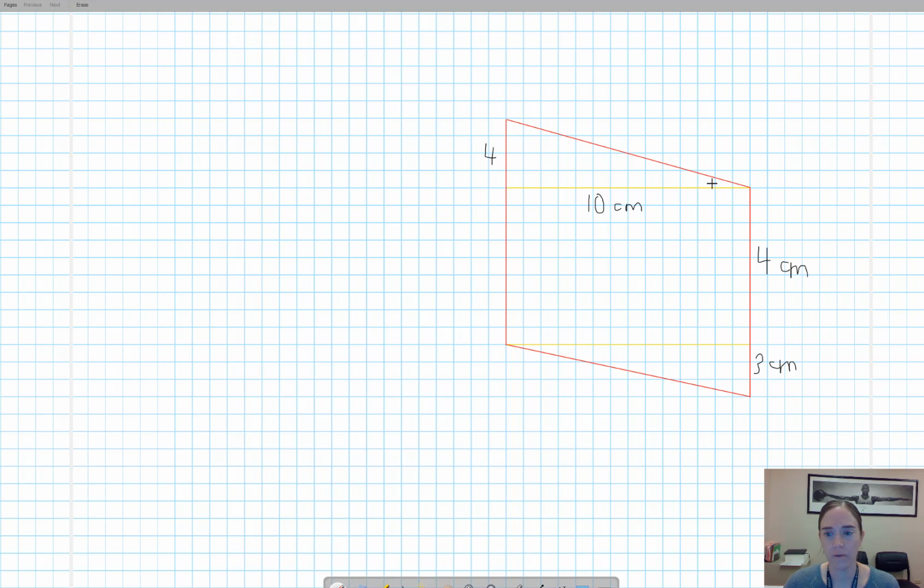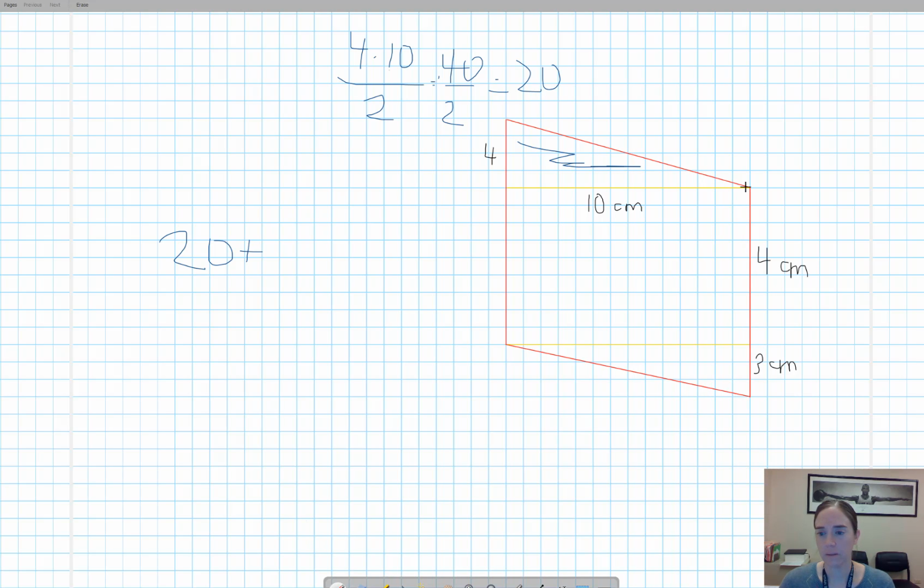Okay, so we have a triangle right here. So we do base times height divided by 2, or times 1/2, or times 0.5, however you want to do it. We're going to do 4 times 10, and we're going to divide that by 2. So 4 times 10 is 40. 40 divided by 2 is 20. So my first area is 20. That's for this triangle right here.